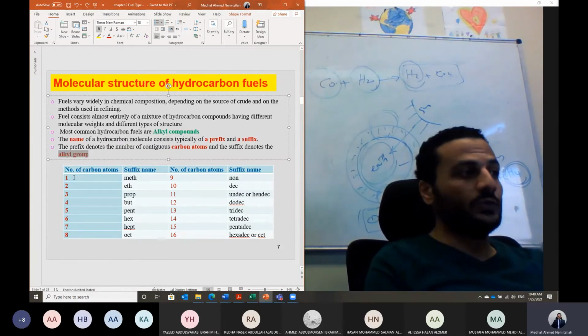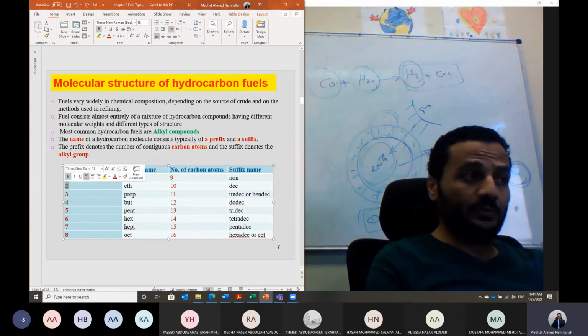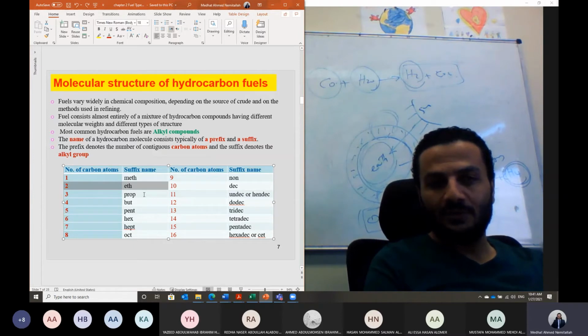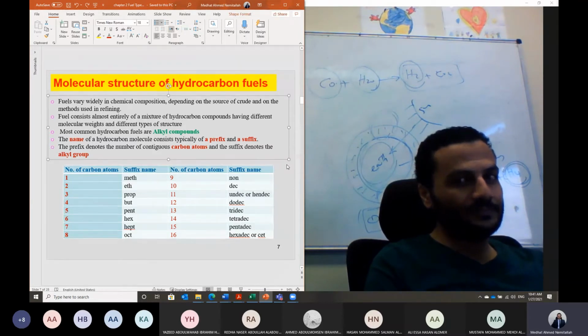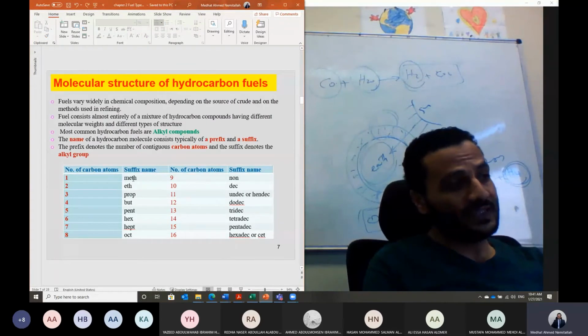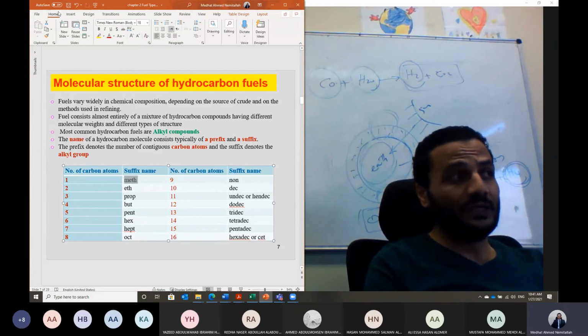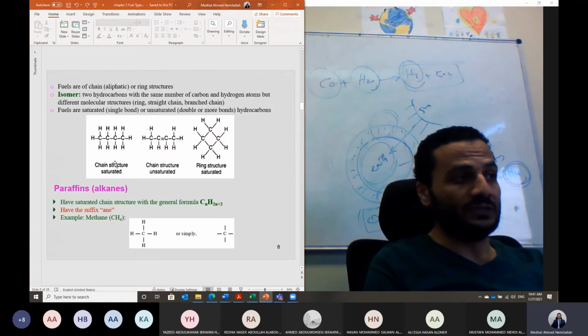So if the number of carbon atoms is 1, the prefix should be meth. Number of carbon atoms is 2, we call it eth. 3, we call it prop. I think you are aware of that. Are you aware of those names? Yes. So I think this is something very simple. And so on. So this prefix, the start of the name, gives us an indication of the number of carbon atoms, and the last part of the name, the suffix, should give us an indication of the alkyl group.